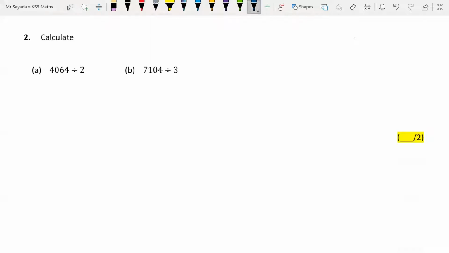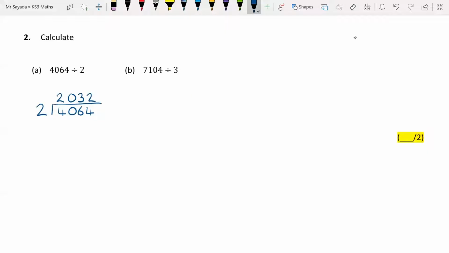Here are the worked solutions for these questions. For question A, we're doing 4,064 divided by 2. So the number at the start goes inside the bus stop. So 2 into 4,064. What's 2 into 4? Say your answer to the video. It's 2. 2 into 0, 0. 2 into 6, 3. 2 into 4 is 2. So you should have got 2,032.